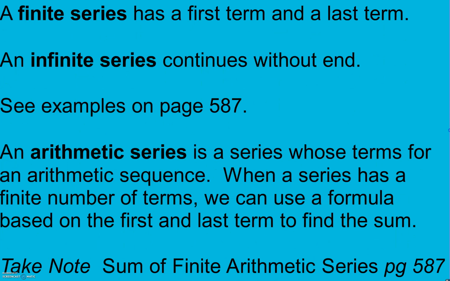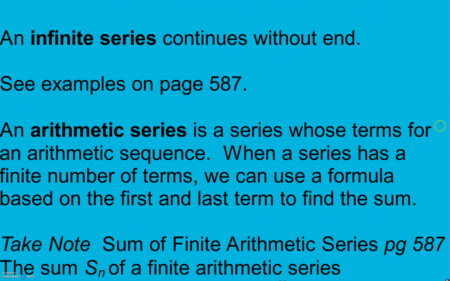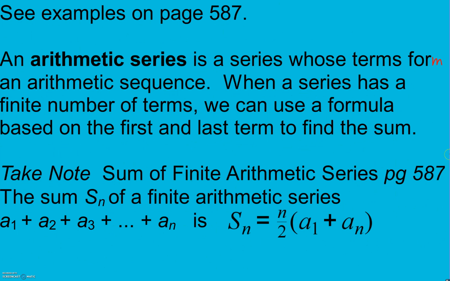An arithmetic series is a series whose terms form an arithmetic sequence. When a series has a finite number of terms, we use a formula based on the first and last terms to find the sum. So the take note on page 587 talks about the sum of finite arithmetic series. The sum, S sub n, meaning based on a certain number of terms, of a finite arithmetic series, we add up all the values until we get to the nth term, and that's where we stop.